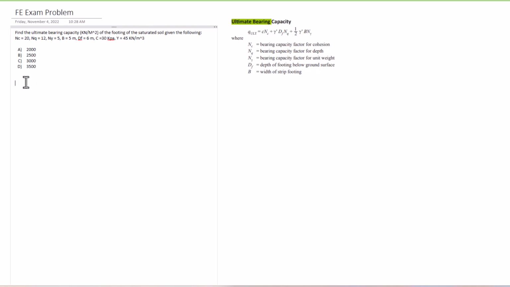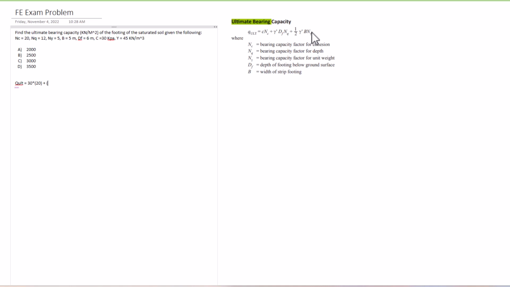So given this information, we're going to be using this Q ultimate equation here. Q ultimate equals, well, first we have C. We found the C value is 30, and kilopascals is just kilonewtons per meter squared, so that fits nicely with our problem. N sub C is 20, plus the next part is gamma.